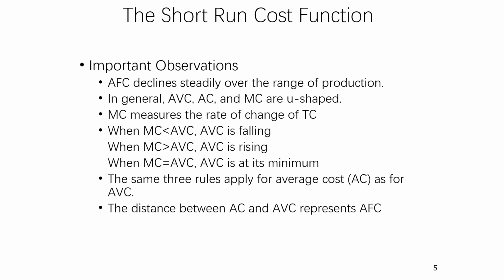Right, so here are the important observations. Average fixed cost declines steadily over the range of production, which is not surprising. The more you produce, the more the average fixed cost decreases. And generally average cost and average variable cost are U-shaped. And marginal cost cuts through the minimum point of the average cost and average variable costs. And the distance between average cost and average variable cost eventually decreases.